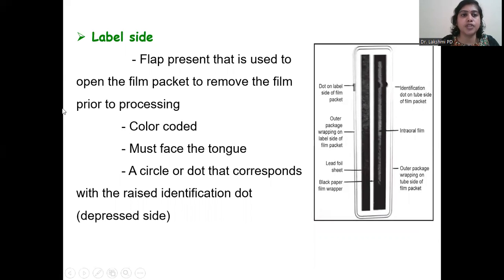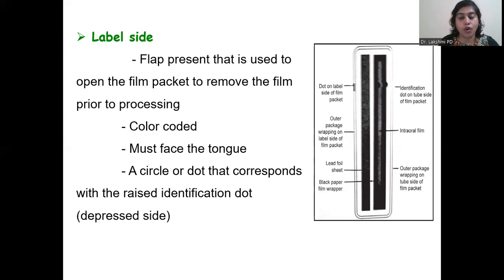Now moving on to the label side. The label side is the opposite side of that of your tube side. So the label side has 2 colors. The flap is white in color, and the remaining part of the film's outer plastic wrapper is blue in color.